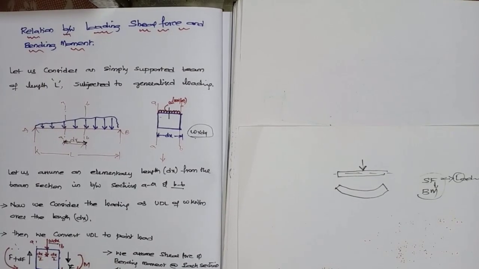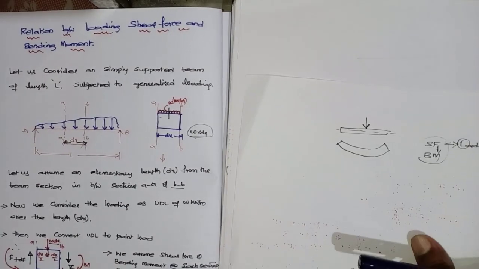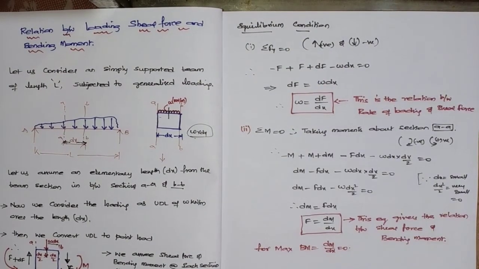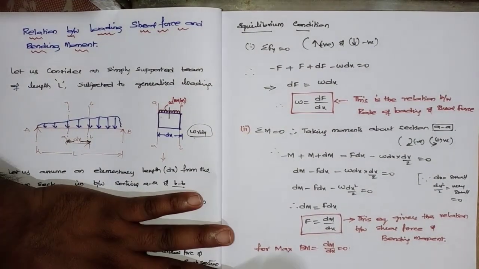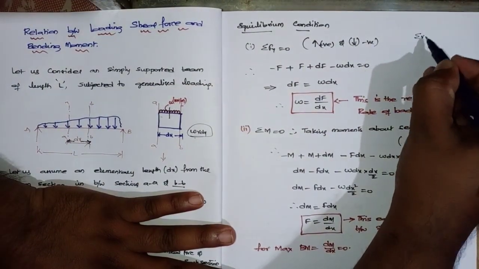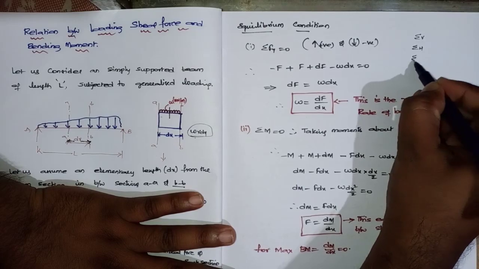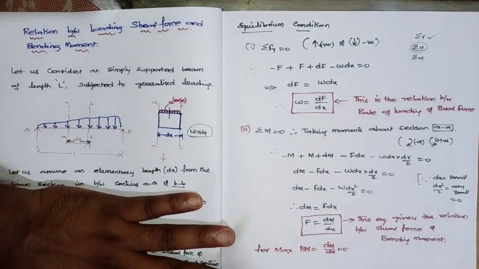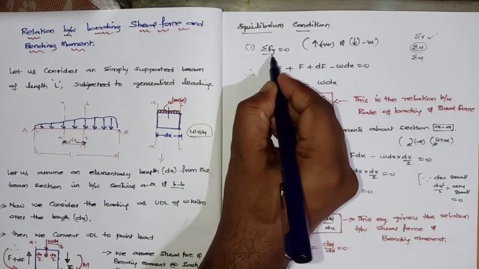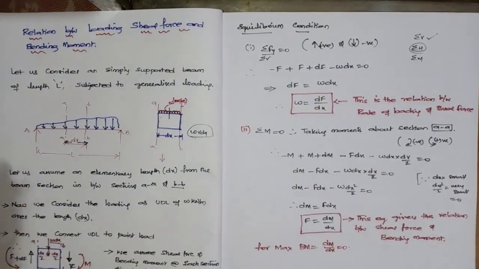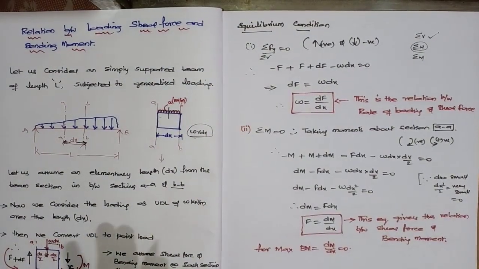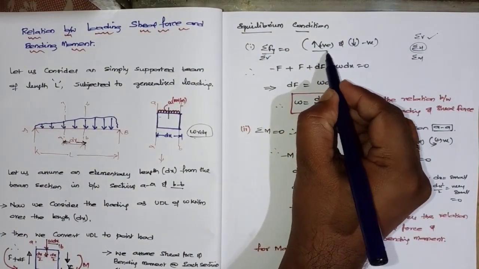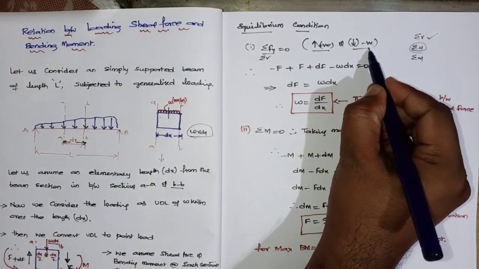Now if you take the equilibrium conditions, you all know them: sum of vertical forces, sum of horizontal forces, and sum of moments. Here there is no need of taking horizontal; first, vertical, that is sum of forces acting in the y direction. I am considering upward as positive and downward forces as negative.